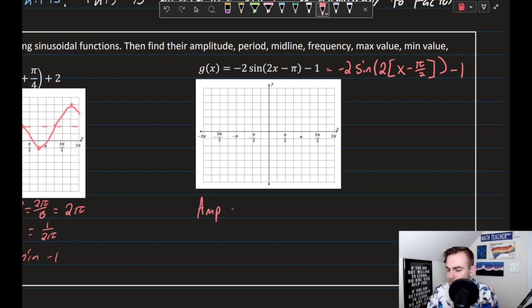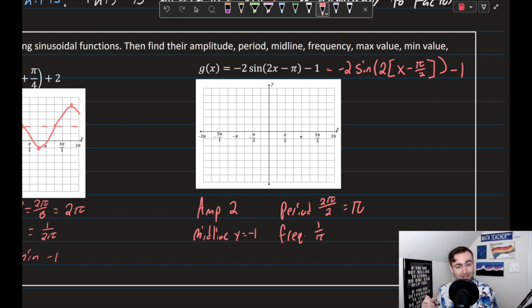So our amplitude is 2, because the absolute value of negative 2 is 2. Our period is 2 pi divided by 2, which is pi, so it's happening more frequently. So its frequency is 1 over pi. Our midline is y equals negative 1. So it's the first one we're actually going down, I believe. Our max value is negative 1 plus 2, which would be 1. Our min value is negative 1 minus 2, which would be negative 3.